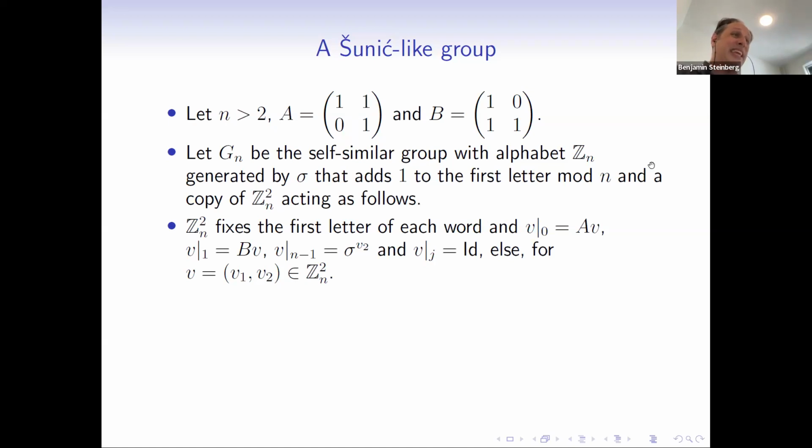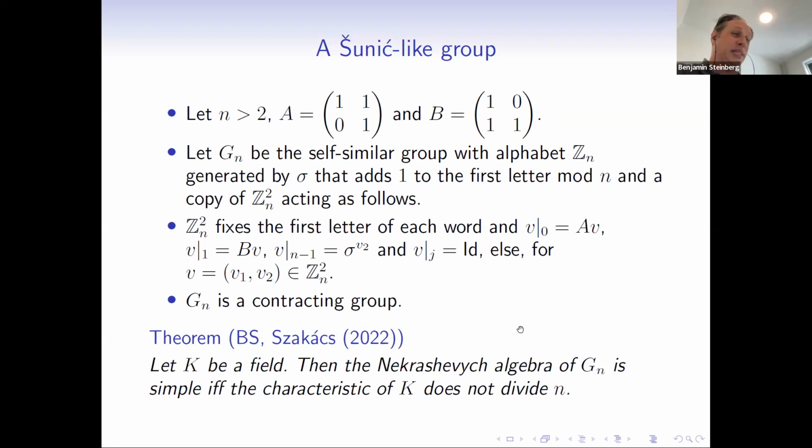So this does the right thing so that we're able to prove this is a contracting group, and we're able to prove that the Nekrashevych algebra of Gn is simple if and only if the characteristic of K does not divide n. So now if you give me any finite set of primes, you take n to be the product of that set of primes, and this will give you a group which is simple over fields of all characteristics except that finite list of primes. So there are no special primes; basically any bad behavior you could hope for can happen.